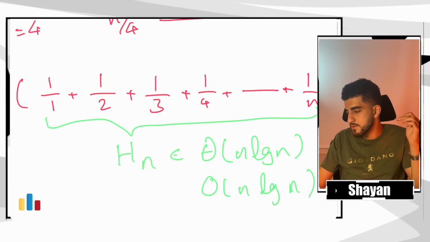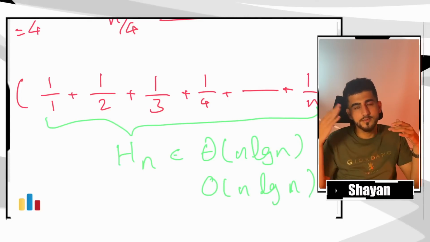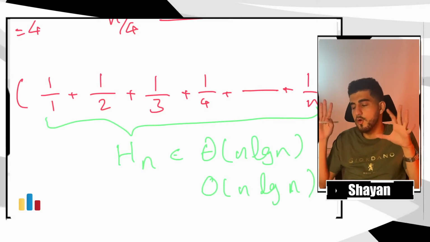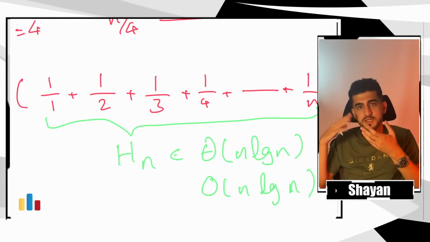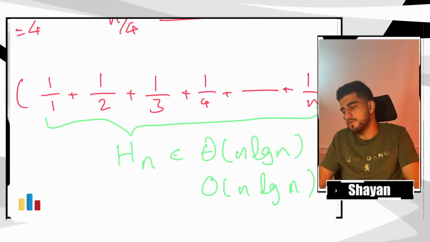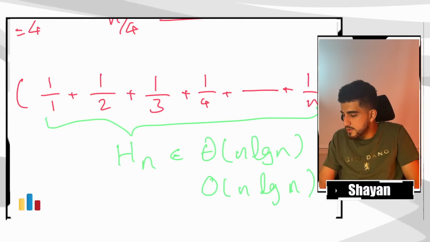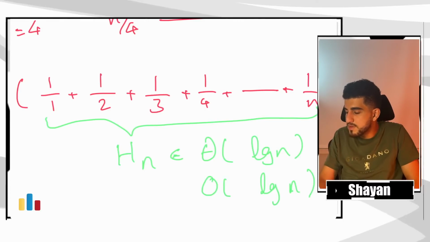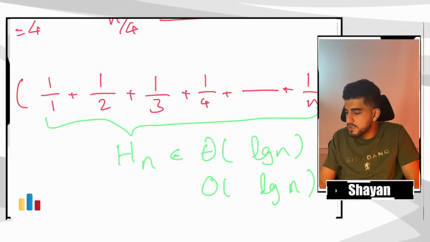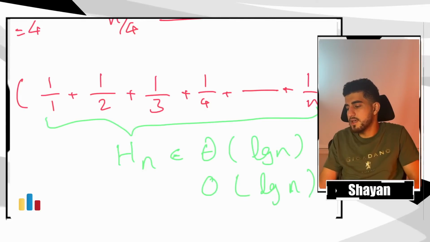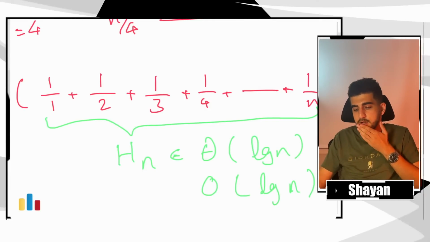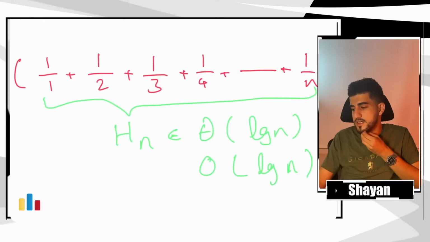If you're not familiar with what theta is, theta is something more strict than O. So if it is from theta of something, it's also from O of that. So H of n can be shown to be from, sorry, not n log n, I'm sorry, log n. So it's from theta of log n or O of log n. When it is multiplied by n, it's going to be n log n.